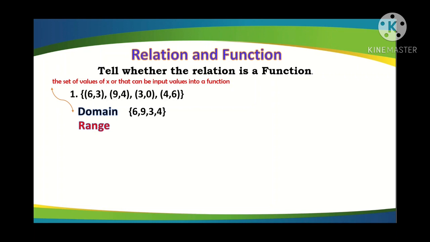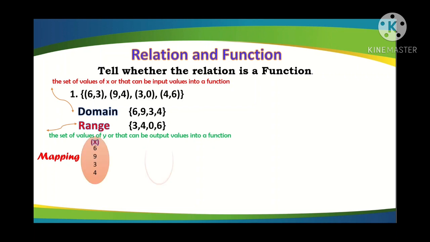How about the range? The range is the set of values of y that can be output values of a function. So the range here, the elements are 3, 4, 0, 6. Let us do the mapping. We have 6 to 3, 9 to 4, 3 to 0, 4 to 6. Since this is one-to-one correspondence, that means it is a function.